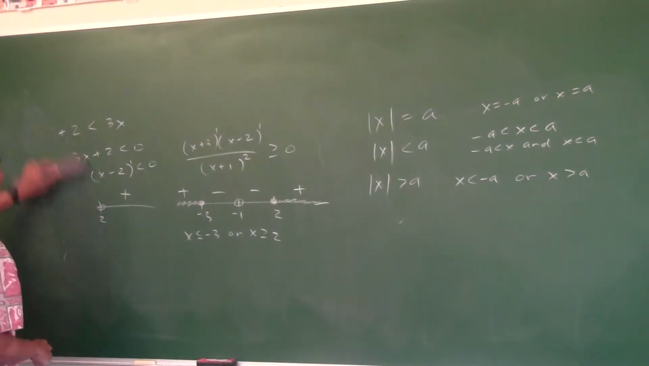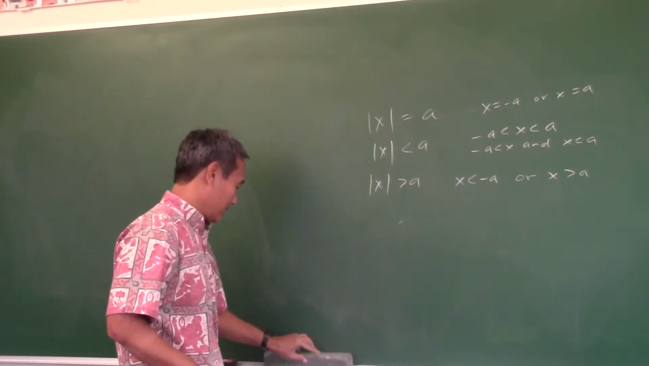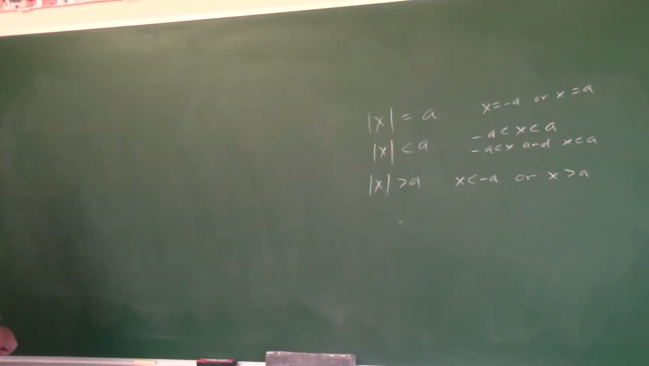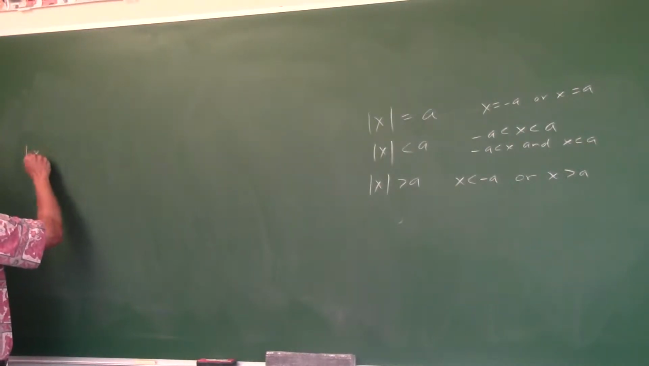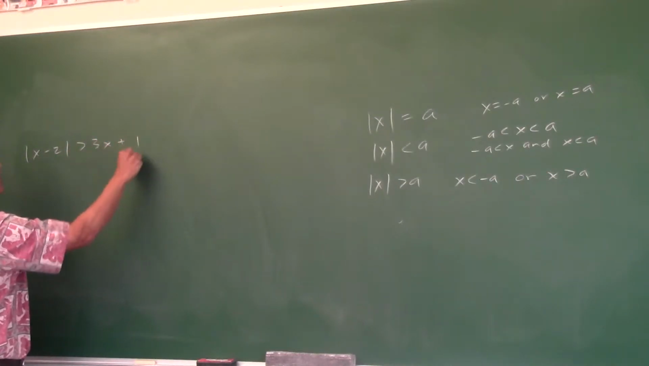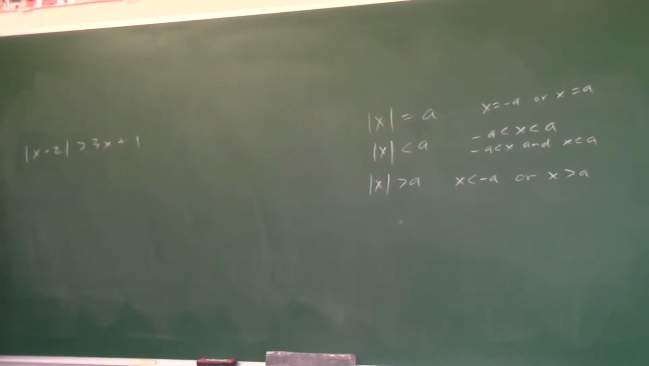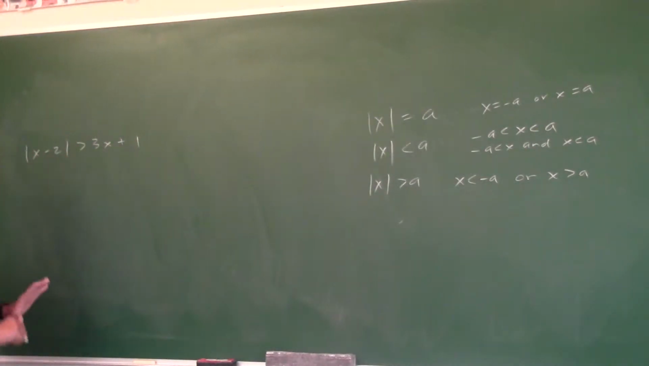Okay, so let's look at a problem. Okay, so let's say you have something like this. Absolute value of x minus 2 is greater than 3x plus 1. How would you solve this? Well, doesn't this look like this one right here, this third one? It fits that form, so we just apply it.